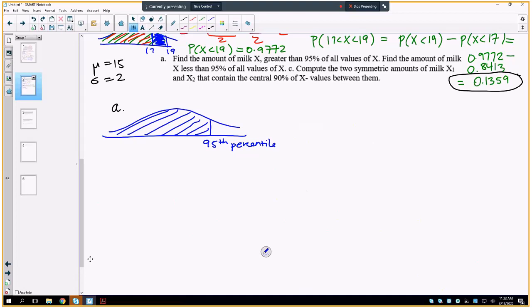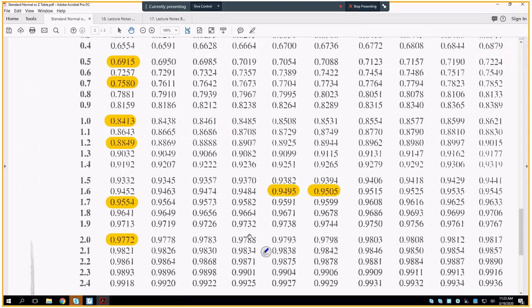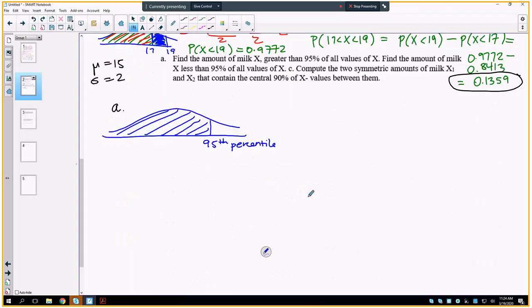So which z corresponds to 95%? Going back to my table, we've already used this one. We're going to take the average of 1.64 and 1.65. We know that's going to be 1.645. So some of these, like 95%, are commonly used. You'll probably use them enough that you get to just remember them. So z is between 1.64 and 1.65. Our rule is that if it's anywhere between, we take the average. We get 1.645. That's going to correspond to this 95th percentile x.